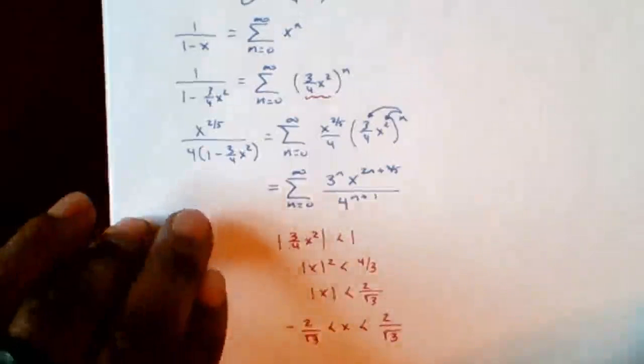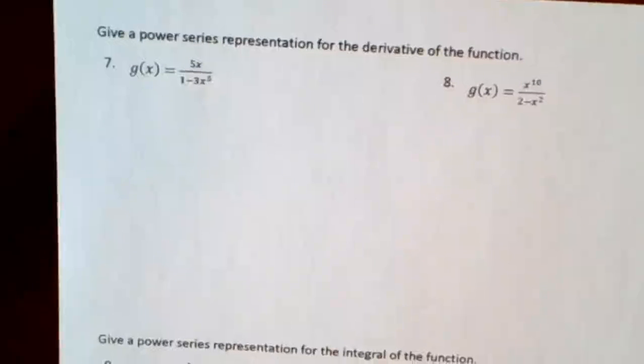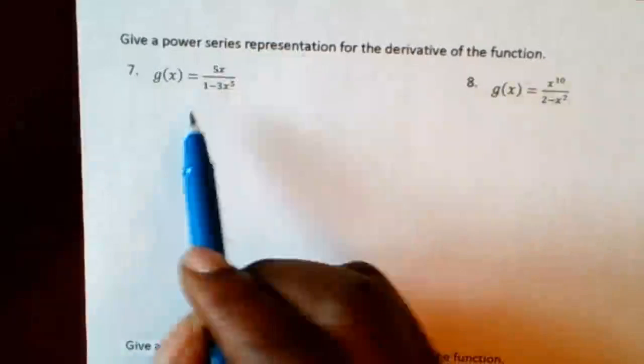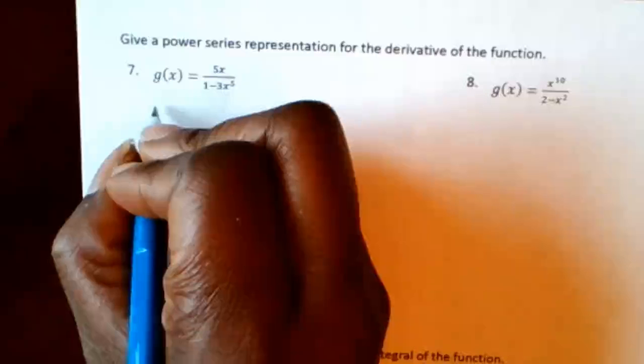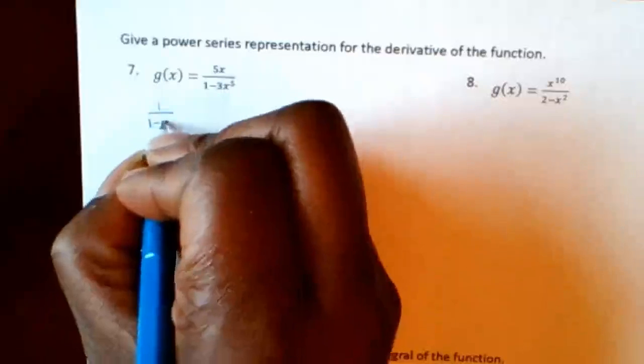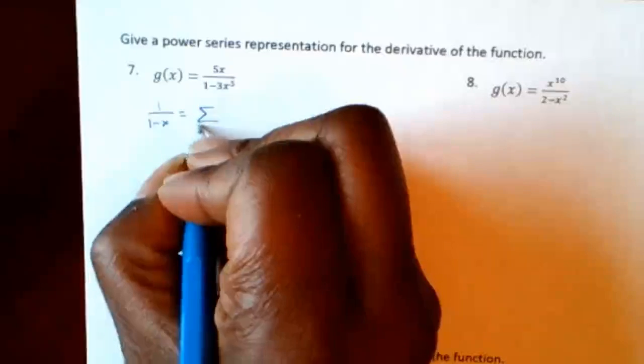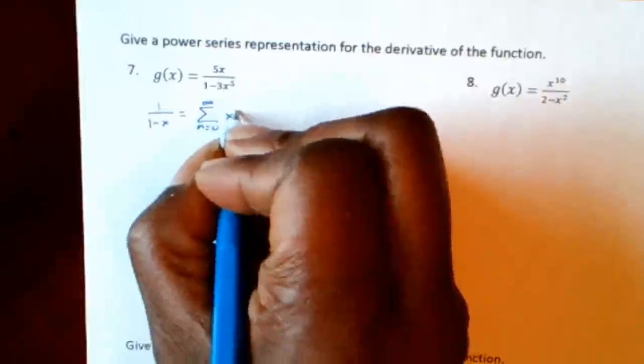All right, so moving on, we can also find derivatives and integrals of our power functions. And so the way that you do that is, again, you just build the series to start, and then you take the derivative of the series. And so for this problem, I already have the 1, I already have the minus. So I'm going to start by doing 1 over 1 minus x is our sum, n equals 0 to infinity, x to the n.